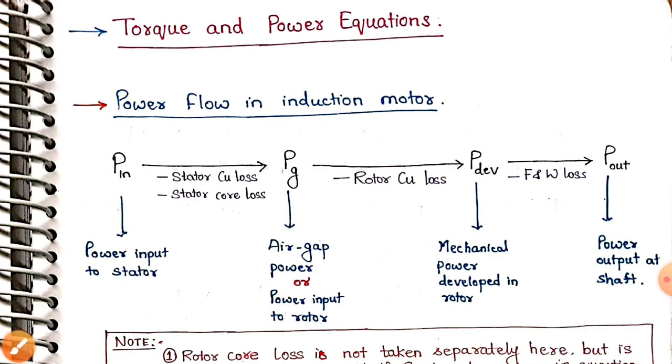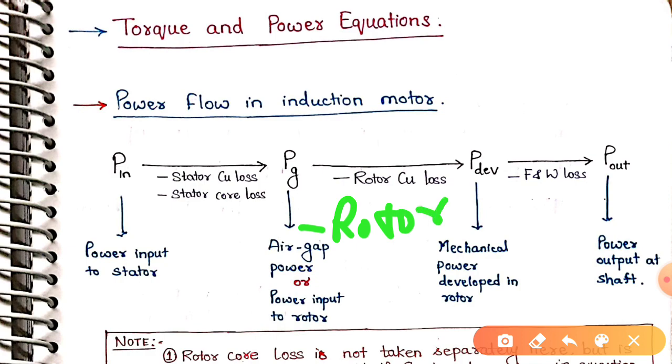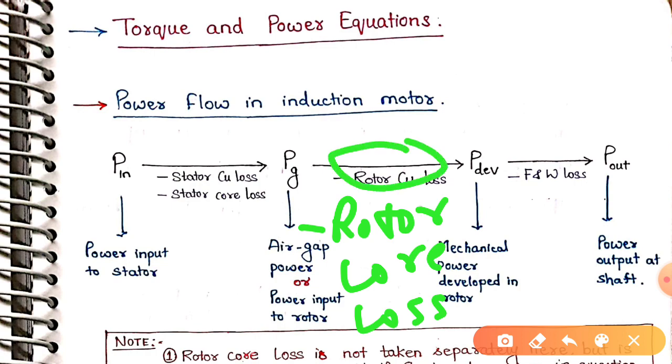We are not considering the rotor core loss here, because this rotor core loss is not considered separately, but it is taken as a constant loss, and it is added to the friction and windage loss of the motor. So the rotor core loss is not considered separately, it is included in friction and windage loss as a constant loss.